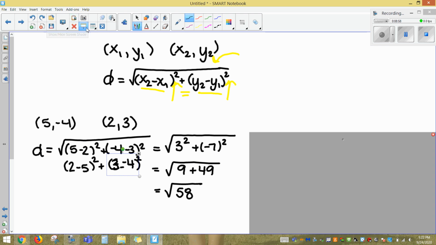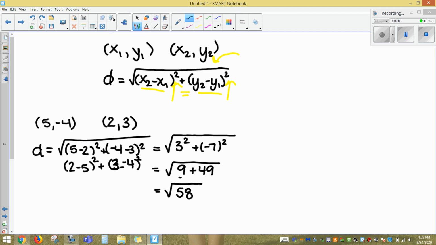When you try to break that down, you're going to find out you can't simplify this any farther. 58 is 2 times 29. Those are both prime, and there's not enough of them to come out. So we're stuck with the square root of 58.